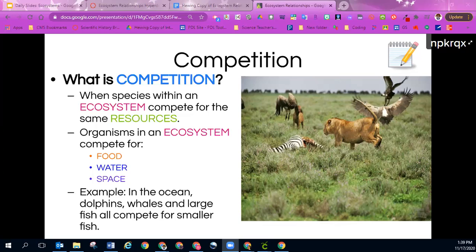The example on the screen is a picture we looked at yesterday. It's a picture of a zebra, and he's in the process of possibly getting eaten by that lion. But there's also a hyena and some vultures that are also looking at that food to eat. So they will be in competition with each other to eat the food.